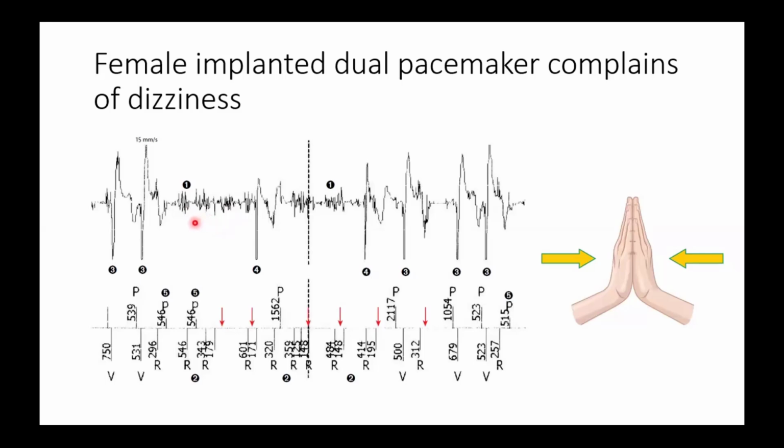So how can you overcome this problem by programming? First, you should evaluate the sensing polarity. Here, the sensing polarity was unipolar. So we program it to bipolar, and the problem is solved. And another thing: if the problem is myopotentials, bipolar programming will solve it.